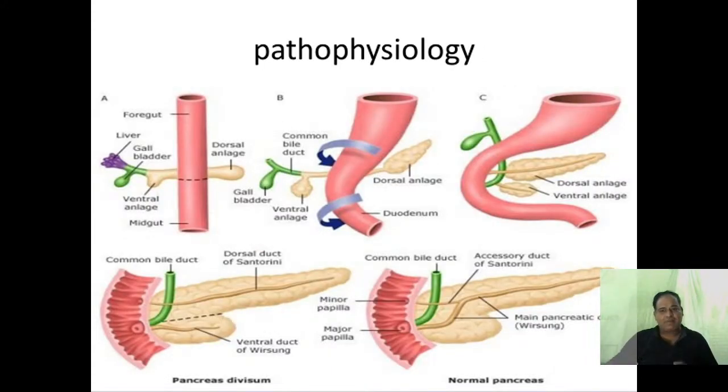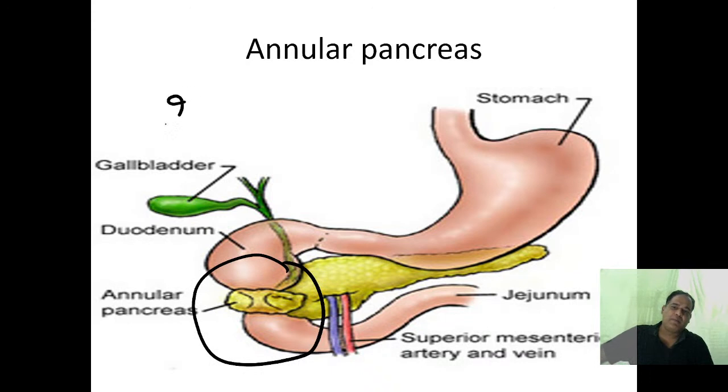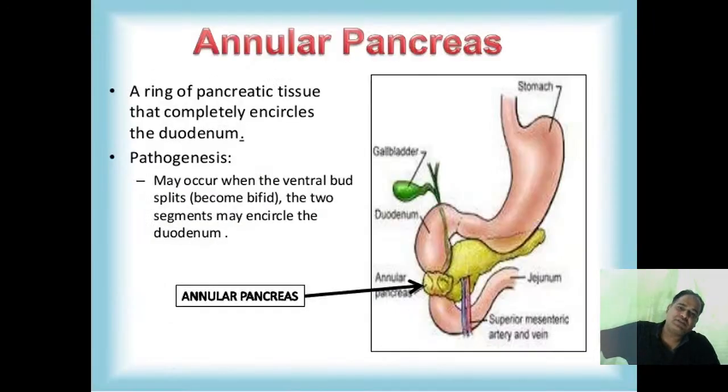Fine. So dorsal bud, ventral bud, they develop on the different sides. They don't fuse with each other like they normally do. They develop on the different sides. And in between, what are they going to do? They are going to compress the duodenum. And commonly, it is the second part of the duodenum which is affected. Your patient will develop intestinal obstruction. Fine. And the vomiting this time more commonly will be non-bilious.